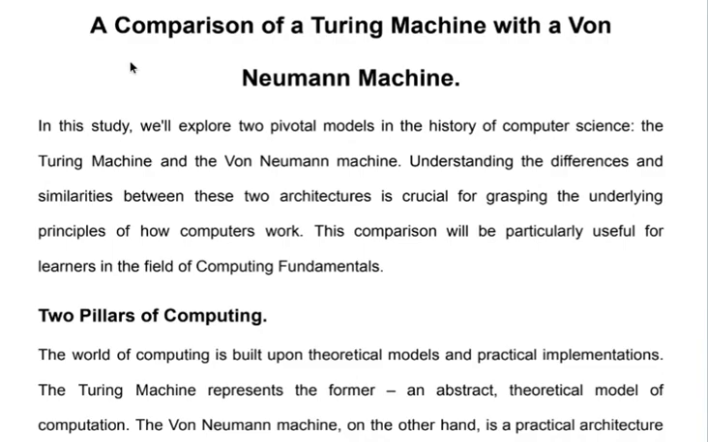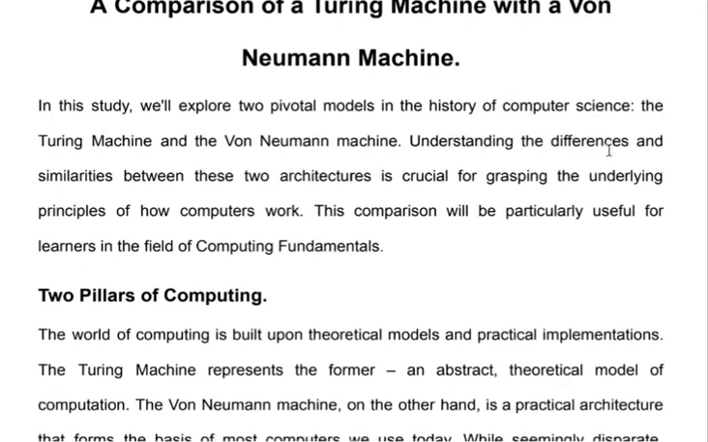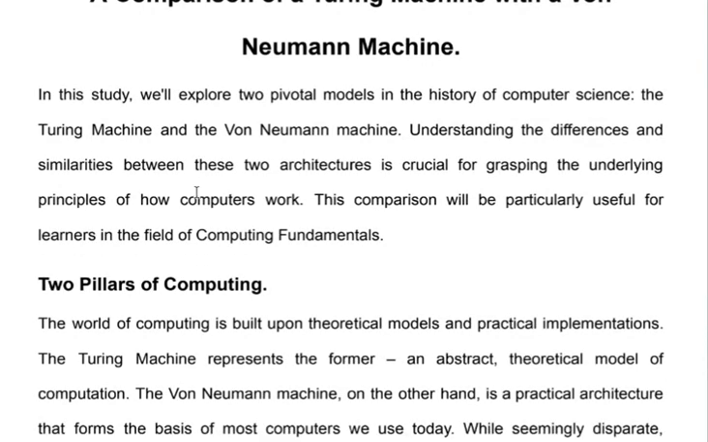A comparison of a Turing machine with a von Neumann machine. In this study, we'll explore two pivotal models in the history of computer science, the Turing machine and the von Neumann machine. Understanding the differences and similarities between these two architectures is crucial for grasping the underlying principles of how computers work. This comparison will be particularly useful for learners in the field of computing fundamentals.